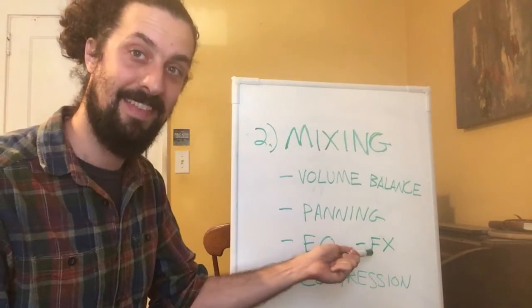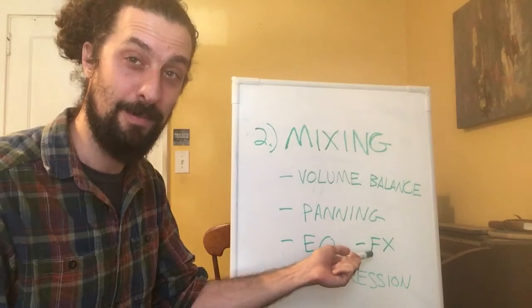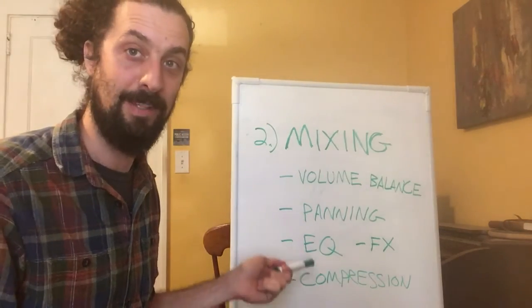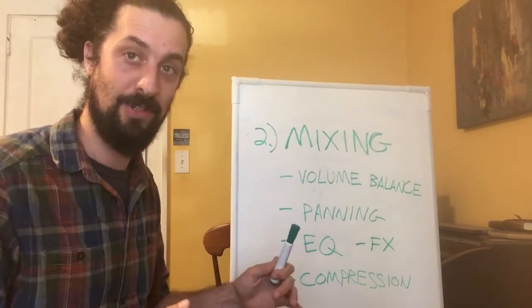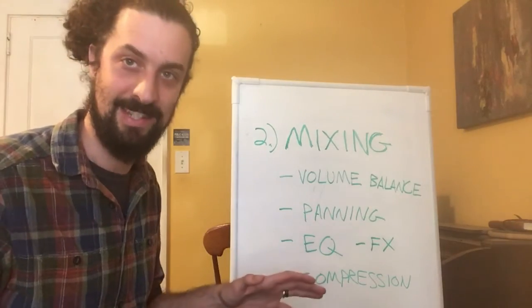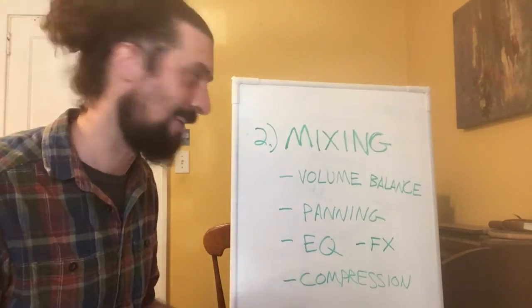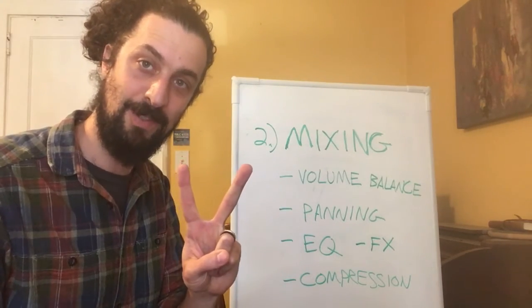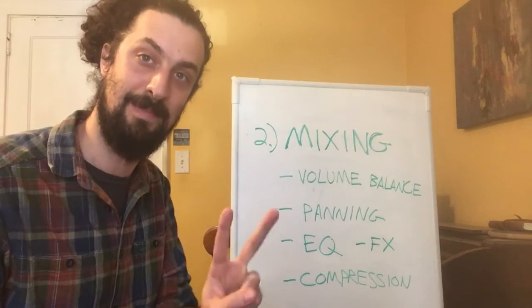You put effects on there. Let's say you've got a great vocal reverb going so that your vocal shines. And then you're also working with compression on each individual track to make sure that everything sounds consistent. We'll get to compression later, but that's a quick rundown on the second stage of your production process, which is the mixing stage.